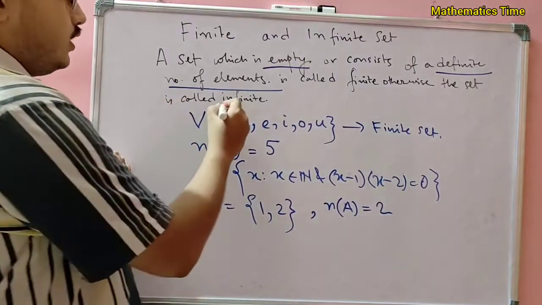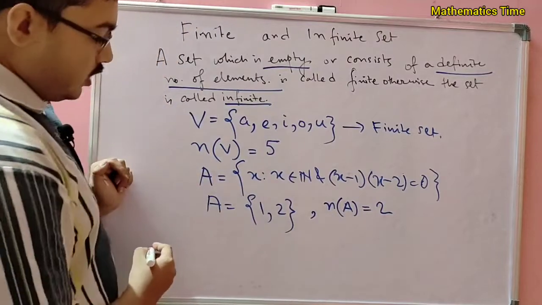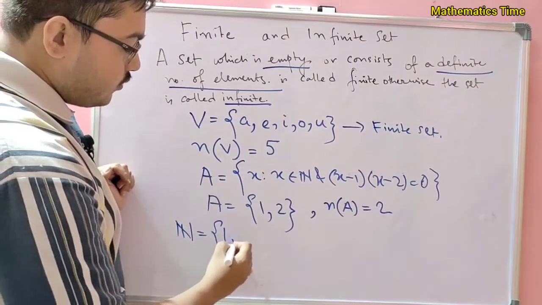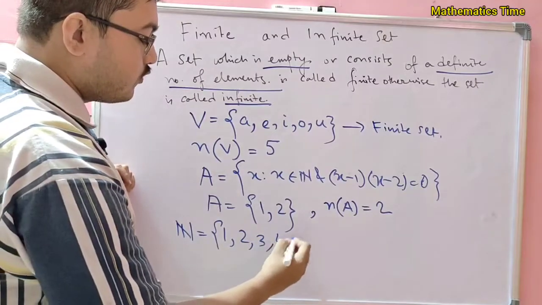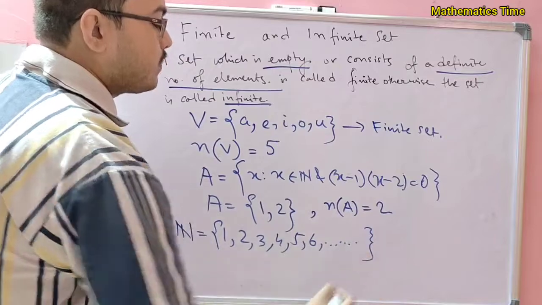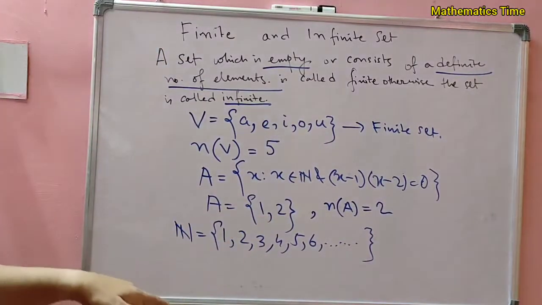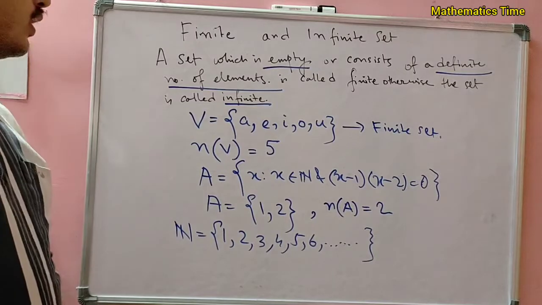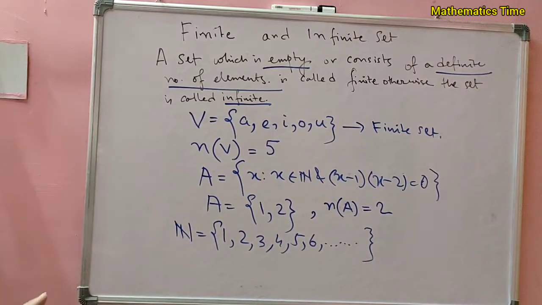What is the example of an infinite set? Suppose the set of natural numbers. It will start from 1 2 3 4 5 6 and it will continue up to infinity. So this is an infinite set. The set of all integers is an infinite set. So we can take a lot of examples of infinite sets as well as finite sets.